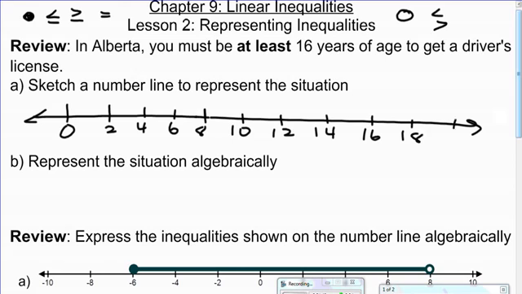Okay, so you must be at least 16 years of age. That means if you're 14 or 15, you can't get it. However, if you are bigger than 16, if your age is this way, you can have a driver's license. At 16, you are able to get your driver's license, so the age of 16 is included. Because it's included, we will make our boundary point at 16, and we'll make it colored in.